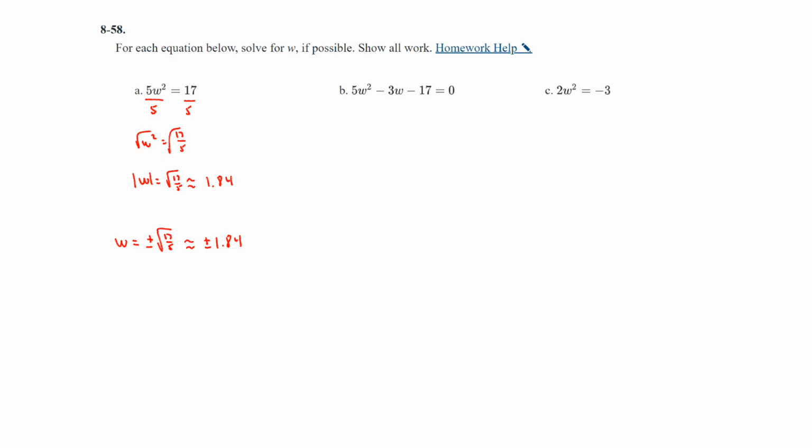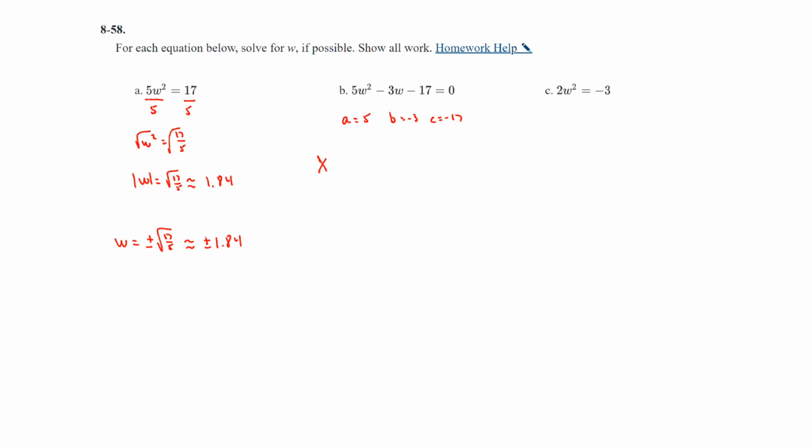Part B, we have 5w squared minus 3w minus 17. We might first look at potentially trying to factor this. And once again, you can try that. I'll just let you know it doesn't appear to work. So we're going to move on to our next one, which is we can use quadratic formula or completing the square. But since this is not a 1, completing the square is probably not our best bet. So let's go ahead and set up our quadratic formula. A is 5, B is negative 3, and C is negative 17.